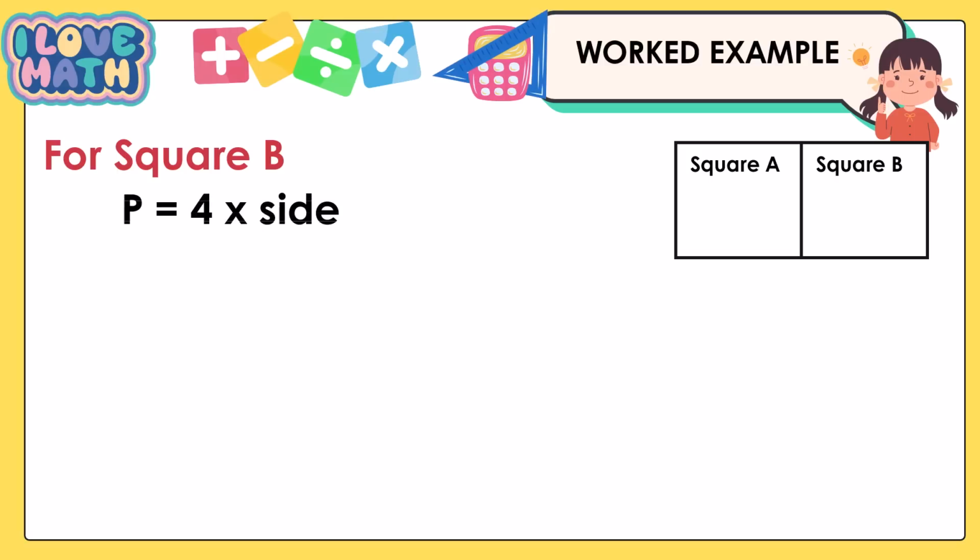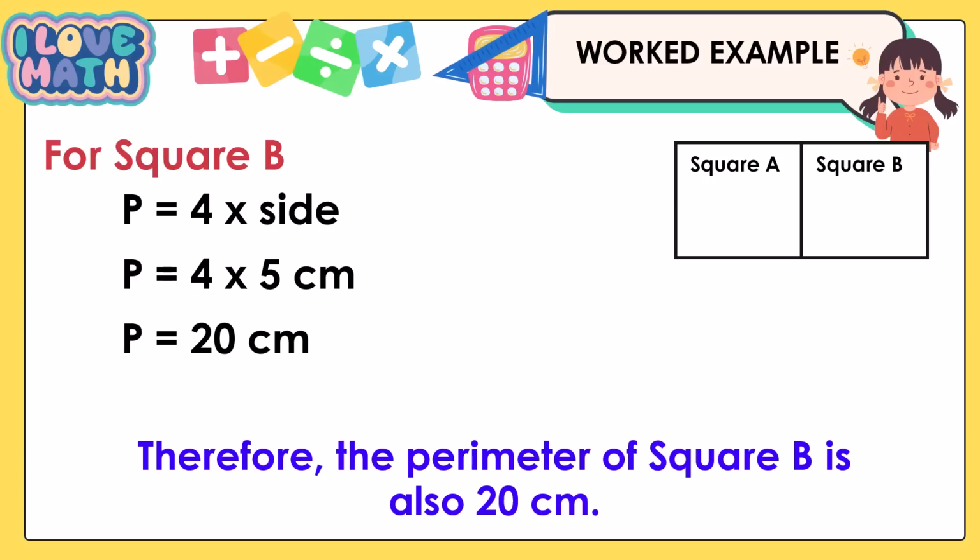For square B, P equals 4 times side. P equals 4 times 5 cm. P equals 20 cm. Therefore, the perimeter of square B is also 20 centimeters.